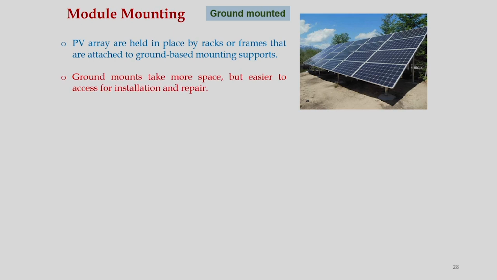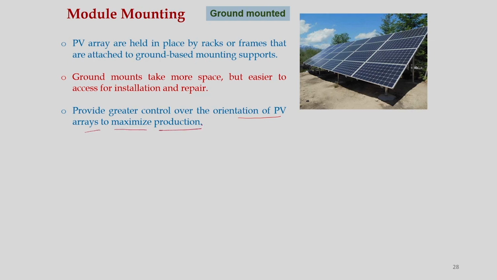Ground mounts take more space, but are easier to access for installation and repair. So, this is one of the advantages, and they provide greater control over the orientation of the PV array to maximize production.